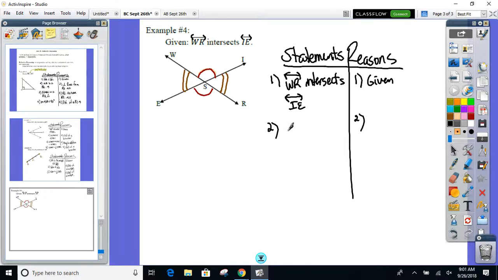Okay, we just were told that angle WSI was congruent to ESR. Again, you can name them differently if you want. Okay, how did those guys know that? How do we know that? A term from Unit 1 we have.